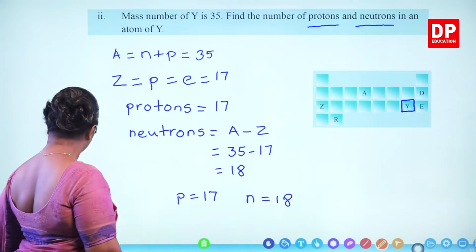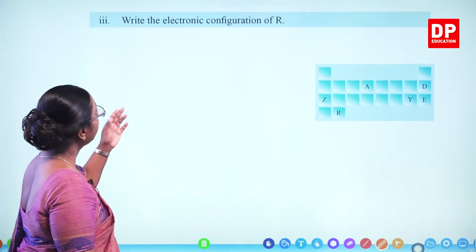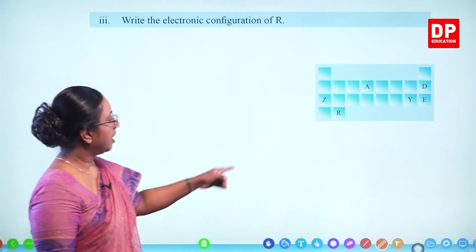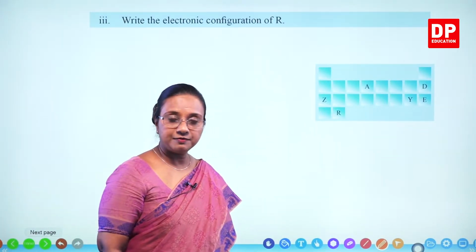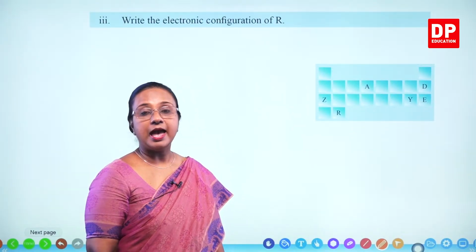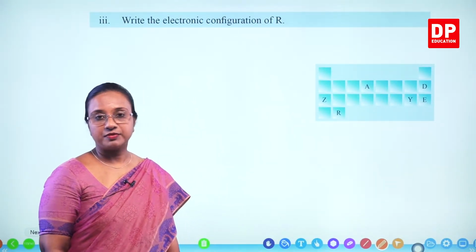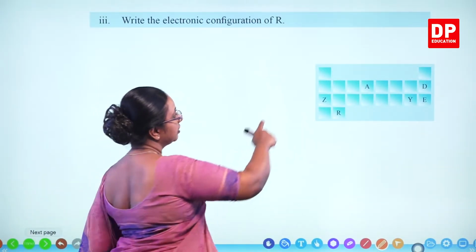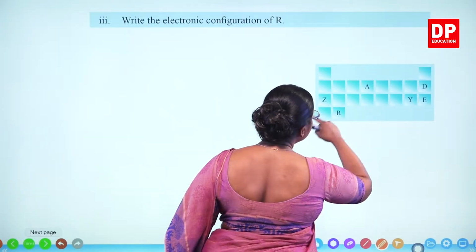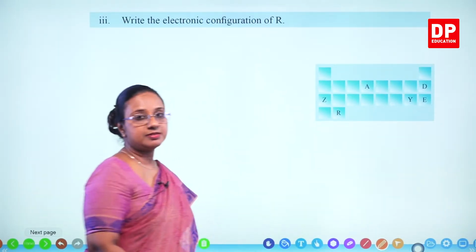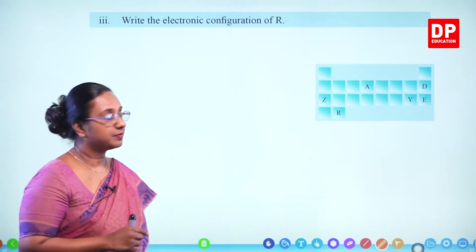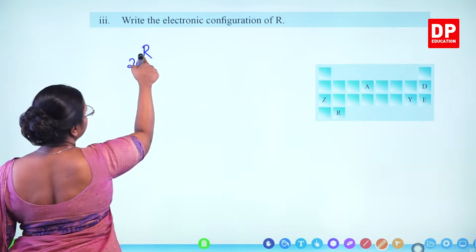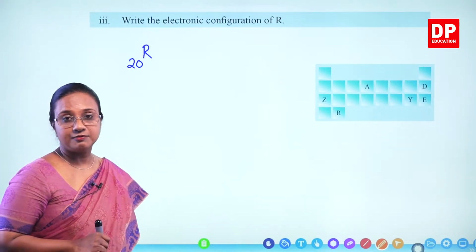Now we will go on to the next one. Write the electronic configuration of R. R is here. We identified it as calcium, and you know the atomic number of calcium, 20. In case you forget, you can also count the number starting from hydrogen up to calcium. So R has atomic number 20. Remember to use the symbol given to you.